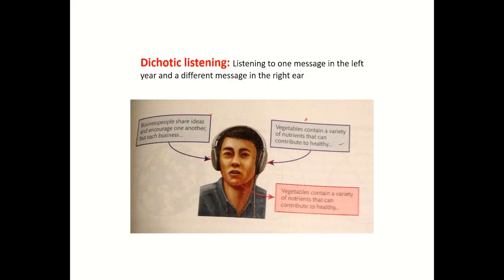This listening is called dichotic listening. You are listening to different things in two different ears. That is dichotic listening, and your brain is masking one of those two, and that is called shadowing.